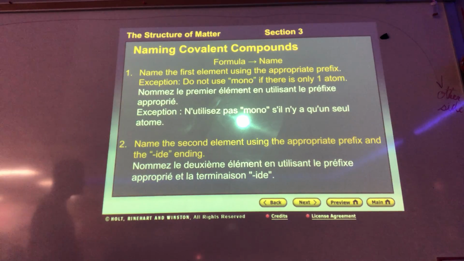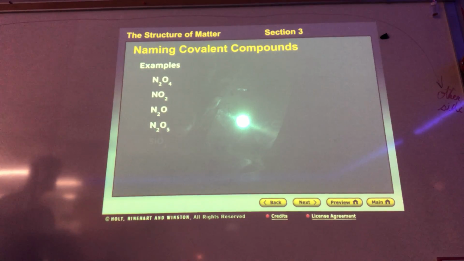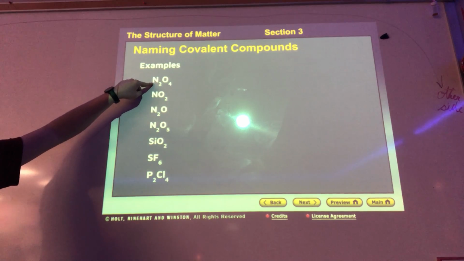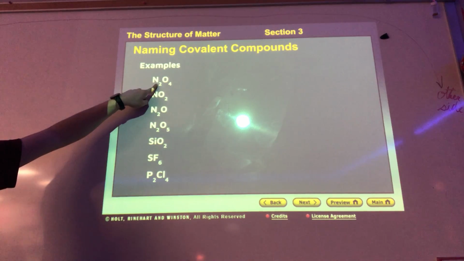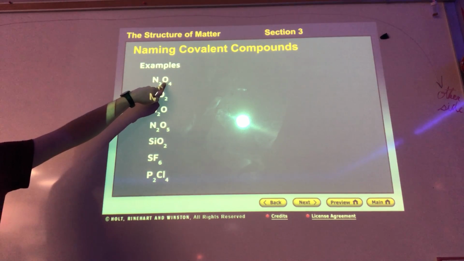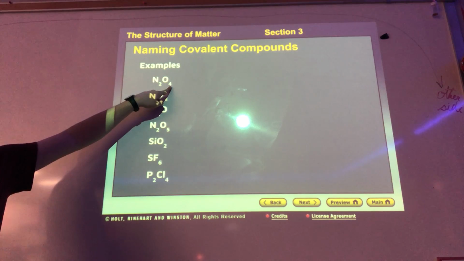Okay, let's do some examples. Here are some compounds. I want you to name them. What element is in it? Not nitrate, nitrogen. How many are there? So what prefix do I use? Dinitrogen. Oxygen. Tetroxide. Tetra.